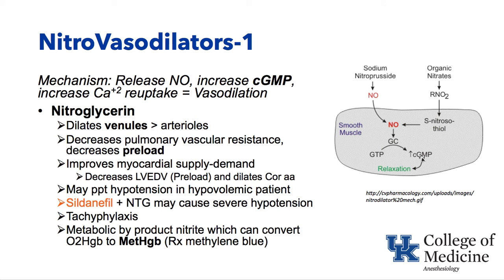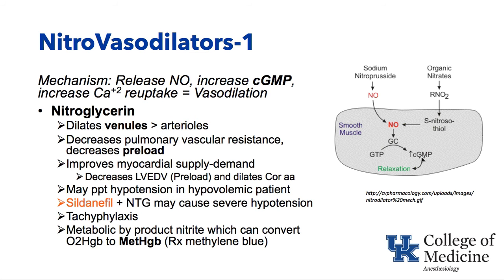Nitroglycerin has a tendency to dilate venules more than arteries, so it will decrease preload. But it also decreases pulmonary vascular resistance. So a patient with pulmonary hypertension, a patient who you want to reduce the preload, nitroglycerin can do that. It will also decrease afterload to some extent.